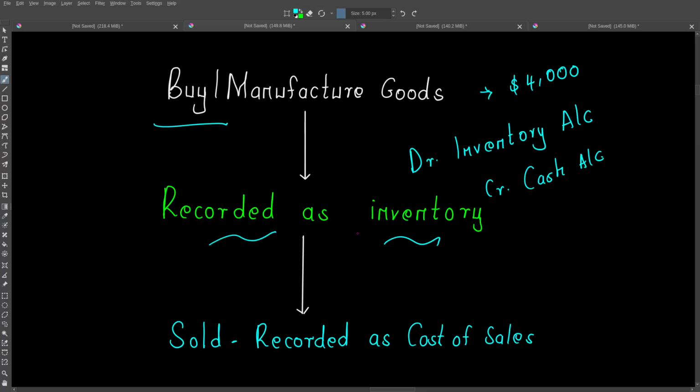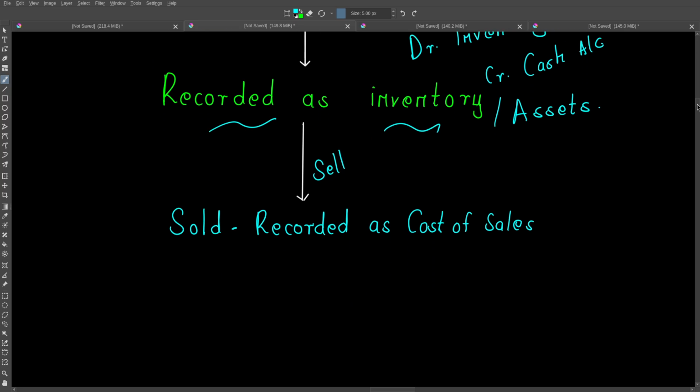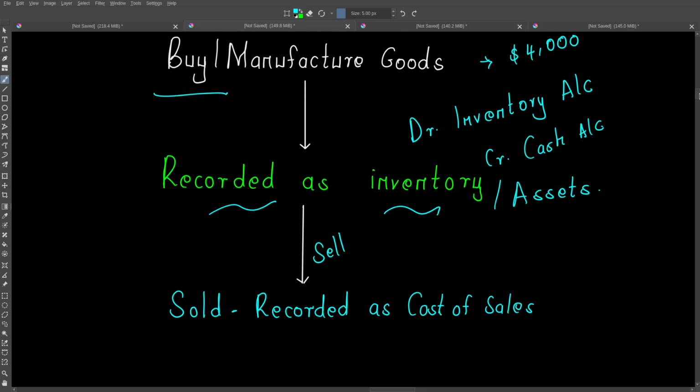So as at this point, when the stock is sitting in your warehouse or your office, we record it as inventory, and this is an asset account. This is a current asset account, okay? So what happens when we sell? What happens when we sell this inventory? At the point of sale, the cost of buying those goods, which is this $4,000, is going to be recognized as the cost of sale. It is going to be recognized as the cost of sale, okay? So this $4,000 is going to be recognized as cost of sale.